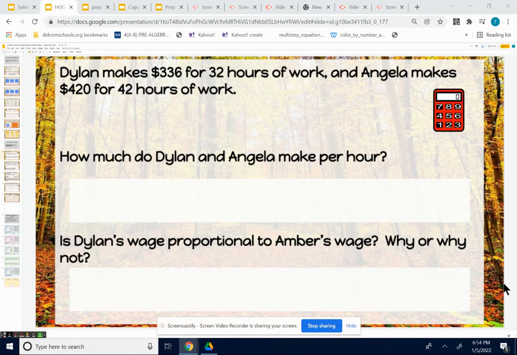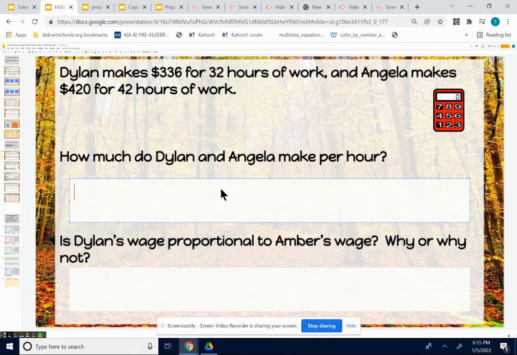Okay, this is slide 10. Dylan makes $336 for 32 hours of work, and Angela makes $420 for 42 hours of work. How much do Dylan and Angela make per hour?